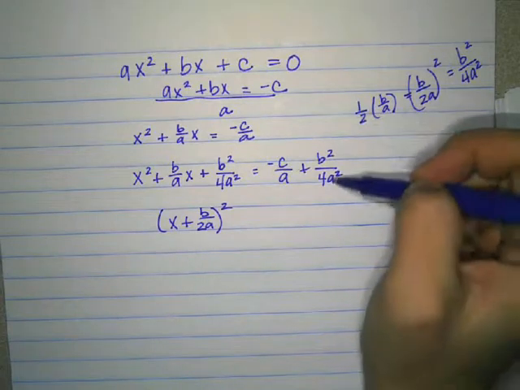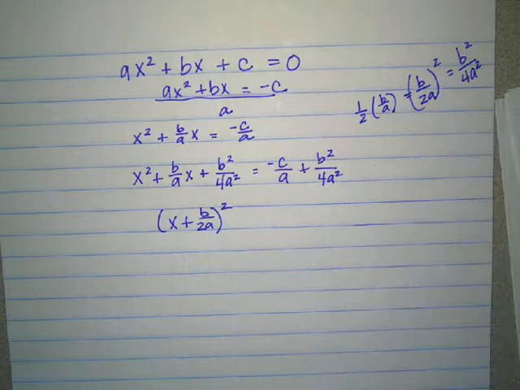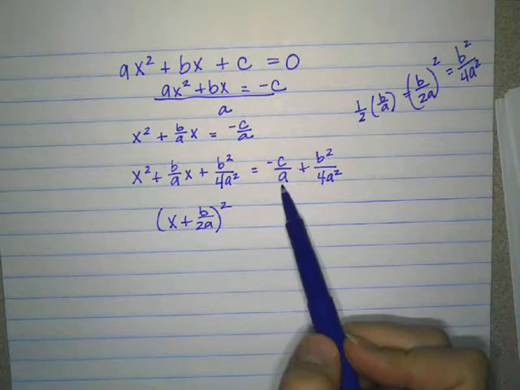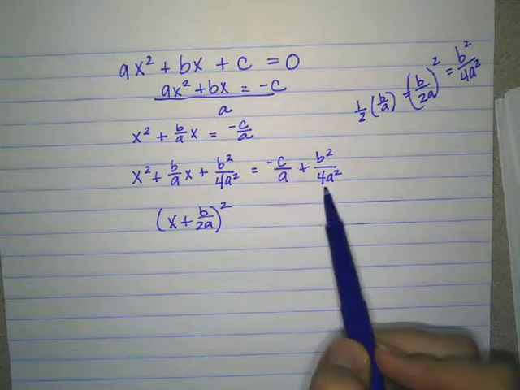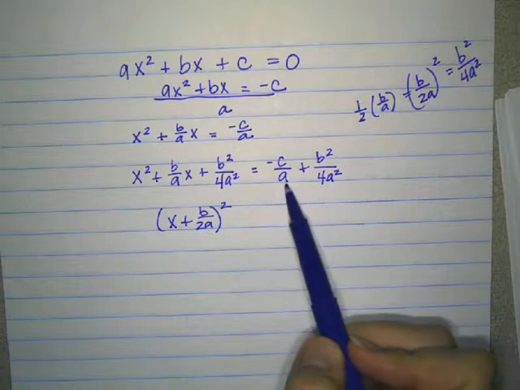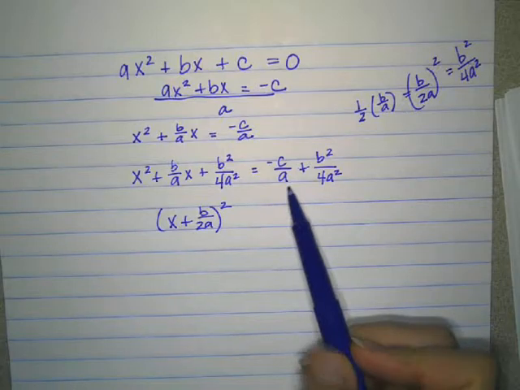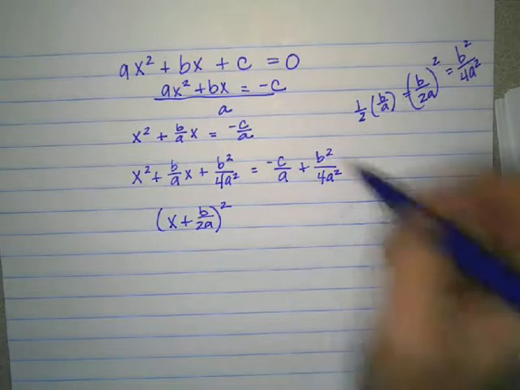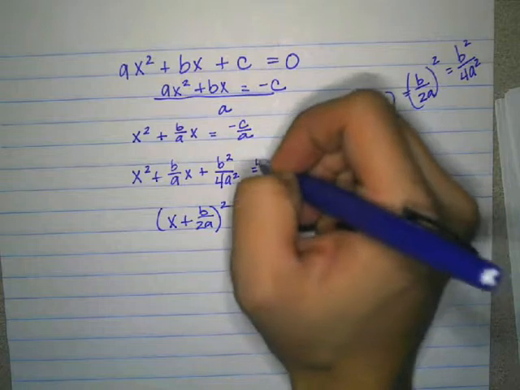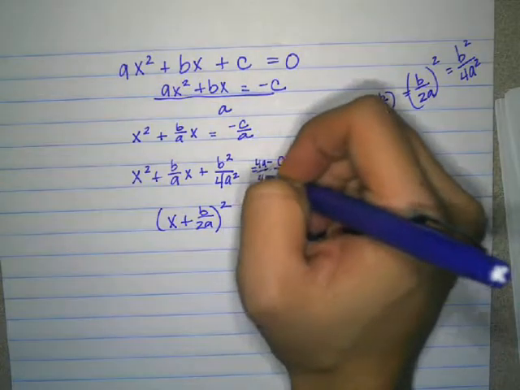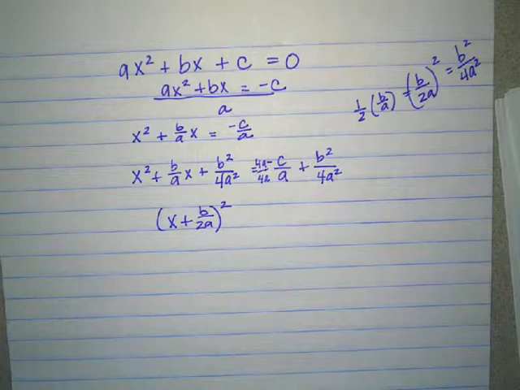And then when I add these two fractions together, with any fractions, don't you need common denominators? So we have an a here, and we have 4a squared here. So how many more a's do I need on the bottom here? Well, I need a 4, and I need one more a to make it a squared, right? So I'm going to multiply this one by 4a over 4a. Again, right now I'm getting common denominators.